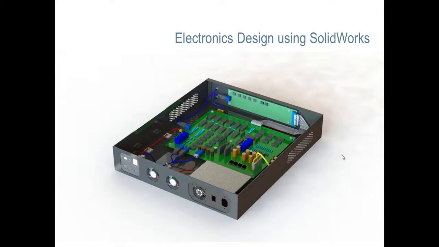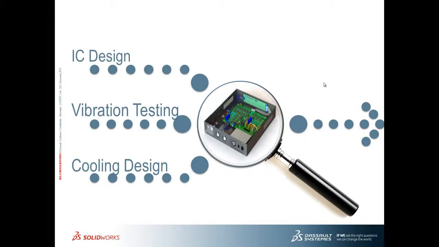Today we're going to look at the mechanical end of an electronics design project inside SolidWorks. Now we have three main requirements. First, we have to get and send data to our IC designer. Then I need to validate that this design will stand up to the rigorous vibration environment it'll see in the field. And finally, we're going to make sure the enclosure design allows adequate cooling of all the electrical components so they're within spec. So let's get started with IC design.